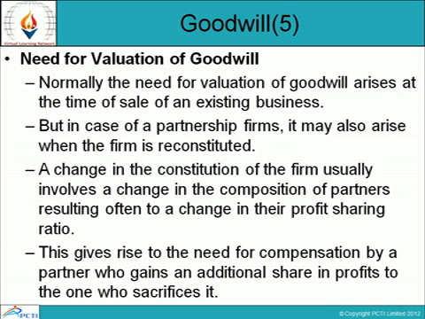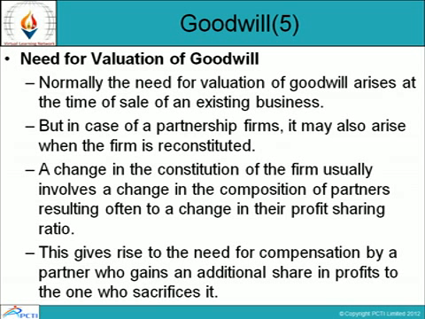Now, need for valuation of goodwill. गुडविल की वैल्यू करने की आवश्यकता क्यों होती है? Normally the need for valuation of goodwill arises at the time of sale of an existing business. But in case of a partnership firm, it may also arise when the firm is reconstituted. A change in the constitution of the firm usually involves a change in the composition of partners, often resulting in a change in their profit sharing ratio.